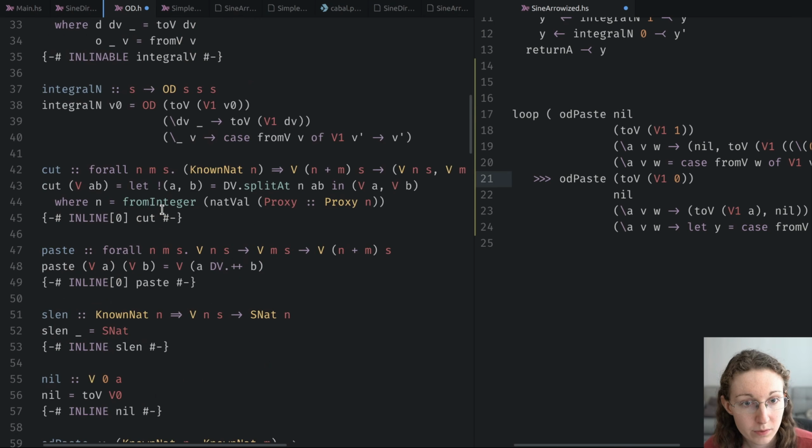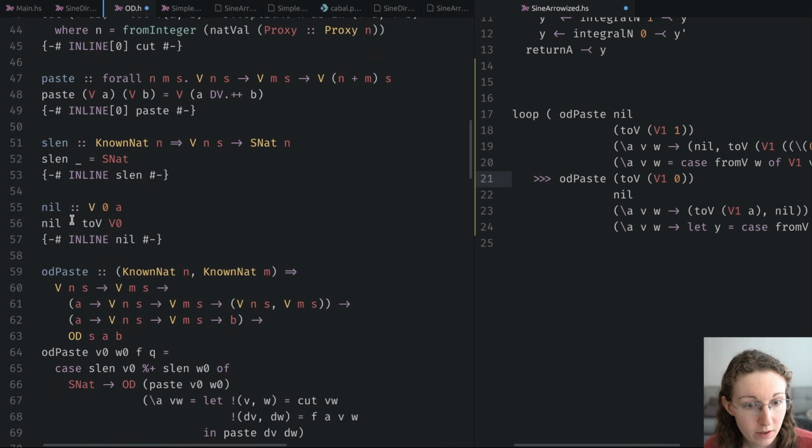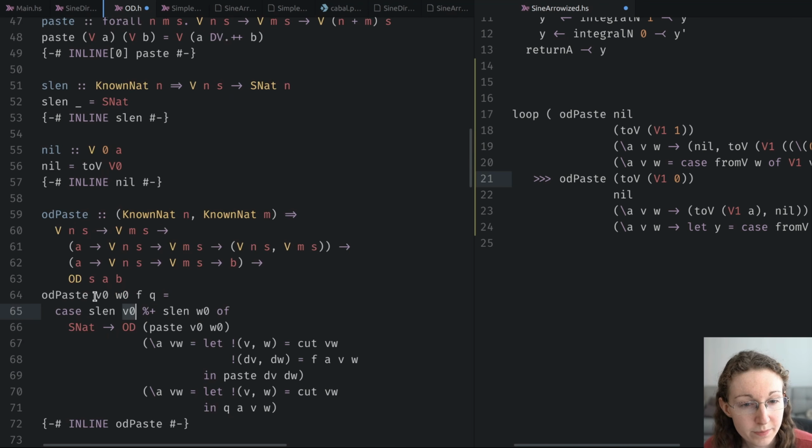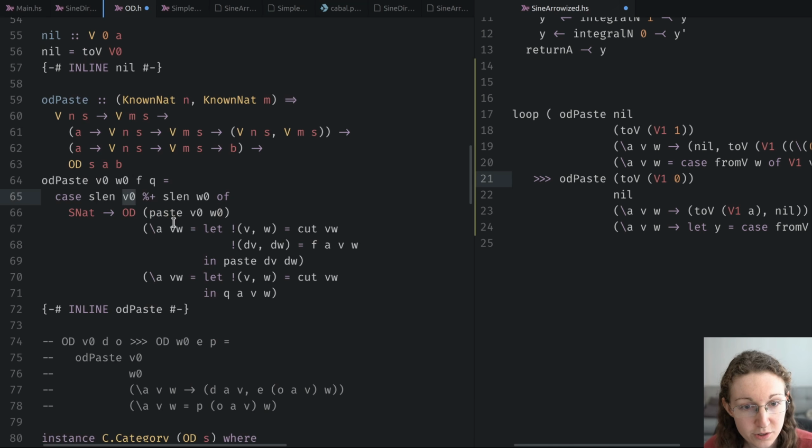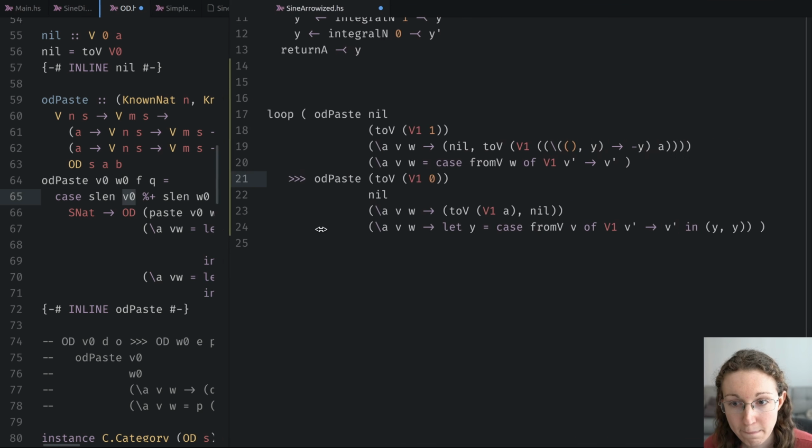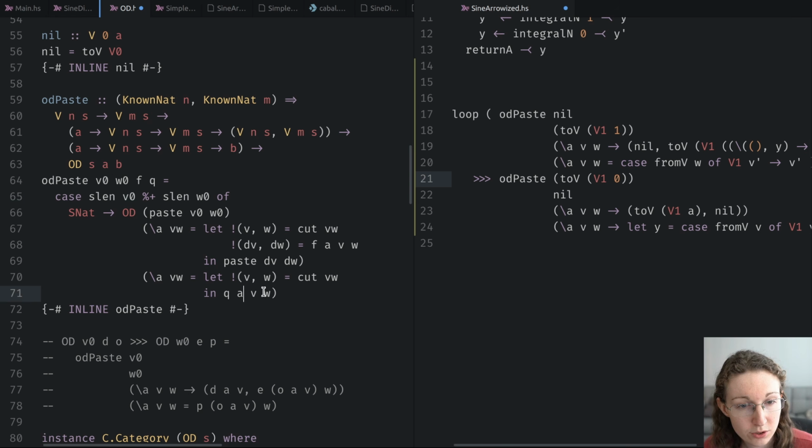All right, so let's see. I'm going to be honest, I guess this slen function is just providing the type level information. So I don't think I'm going to need to inline this to show what's going on here. Let's just leave that the way that it is. The first thing that we're going to want to do is to inline this OD paste function into this bottom expression here.